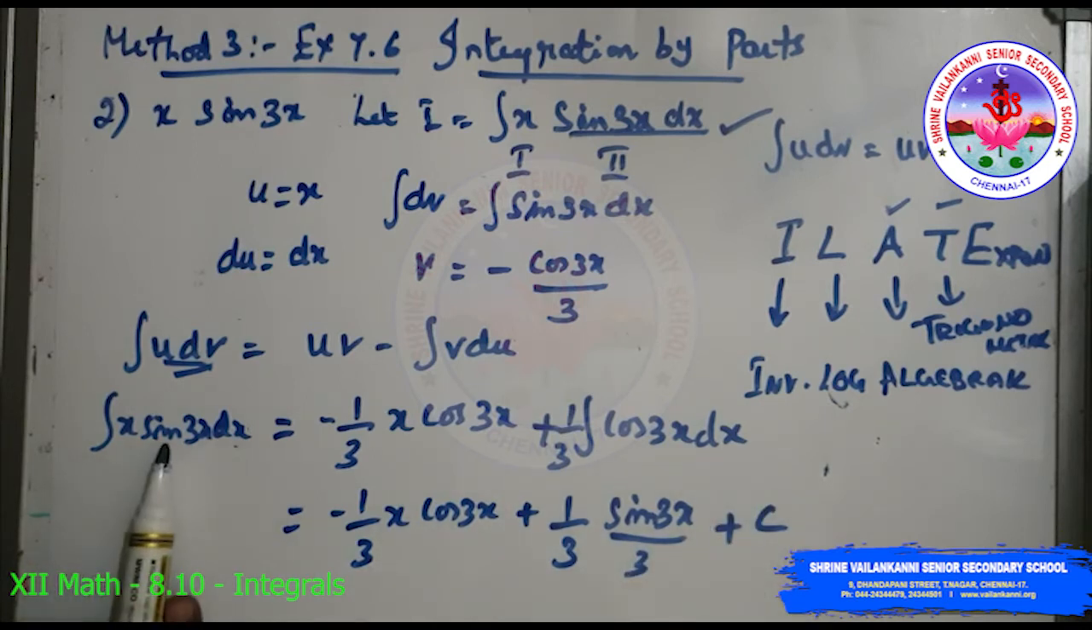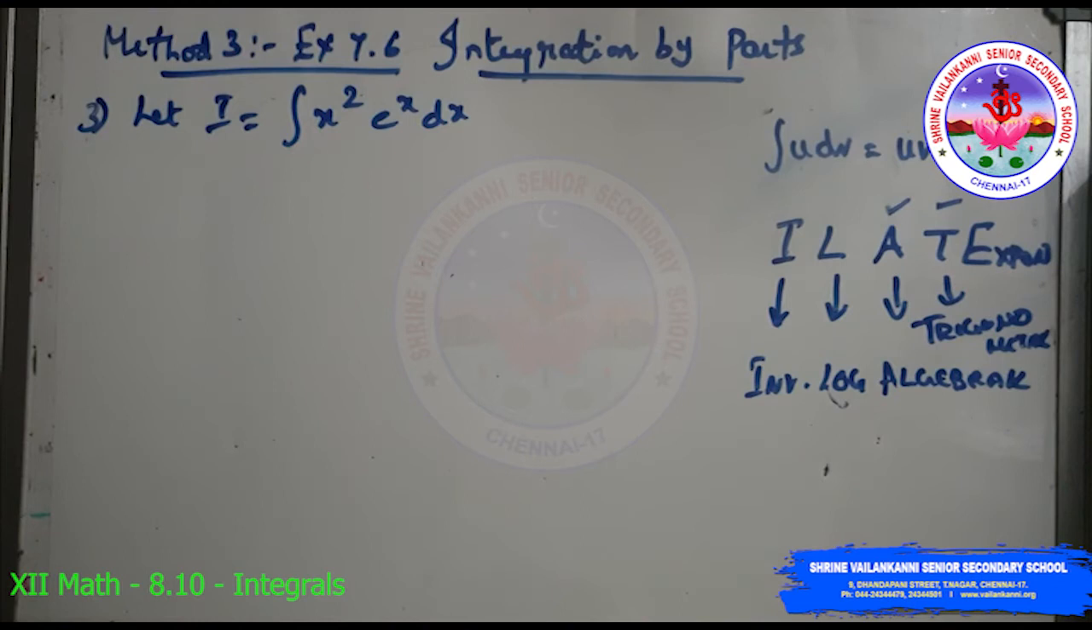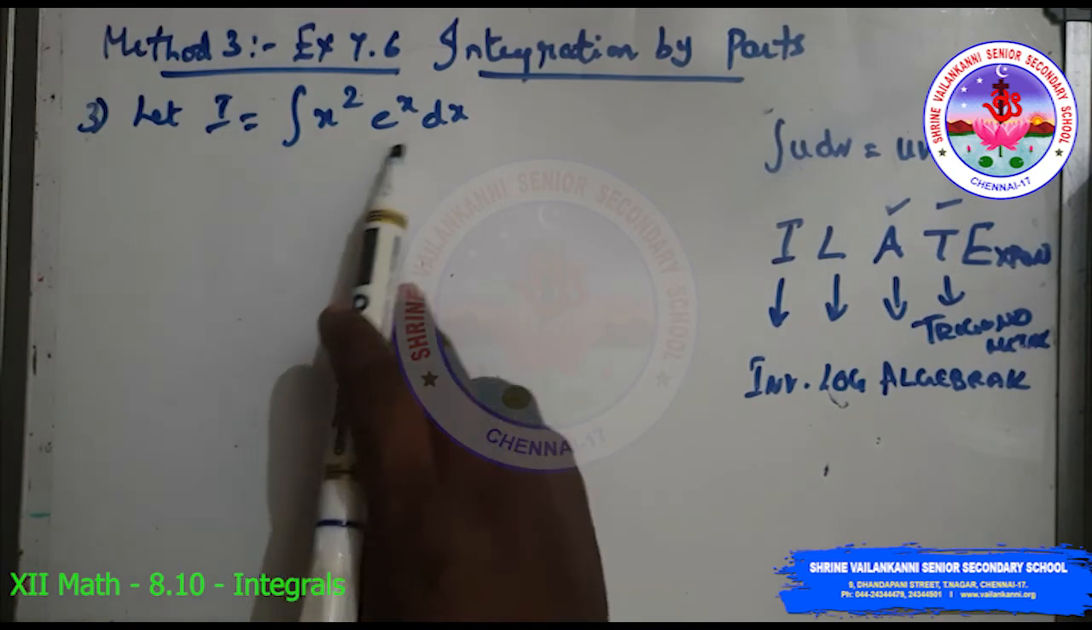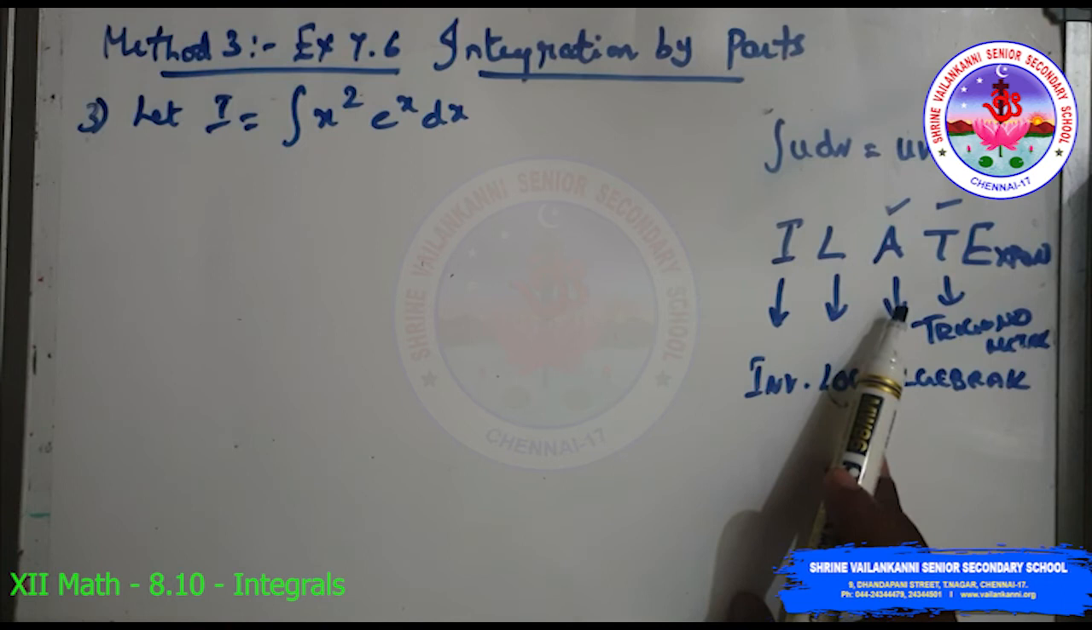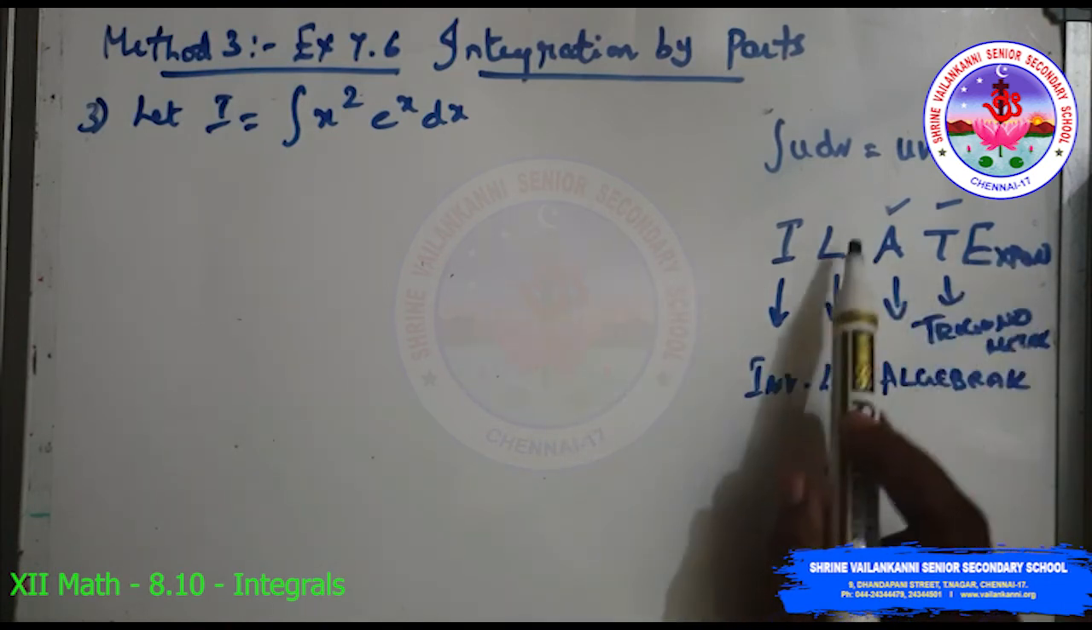So integral of x into sin 3x dx is equal to minus 1 by 3 x into cos 3x plus, you can multiply this, so plus 1 by 9 sin 3x plus c. Third question, let I equal to integral of x square e power x dx. So x square is an algebraic function and e power x is an exponential function. So algebraic function comes first using the ILATE method.